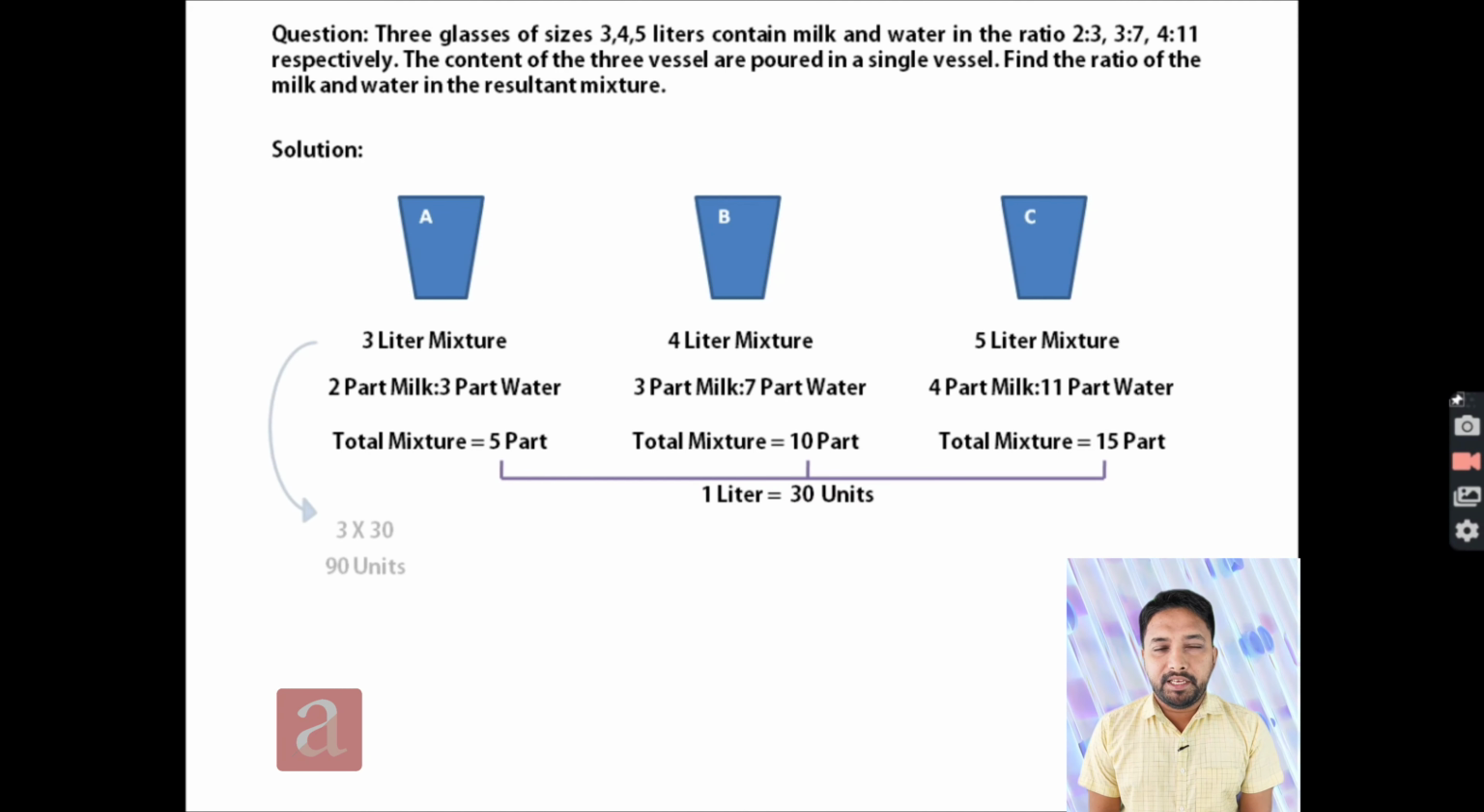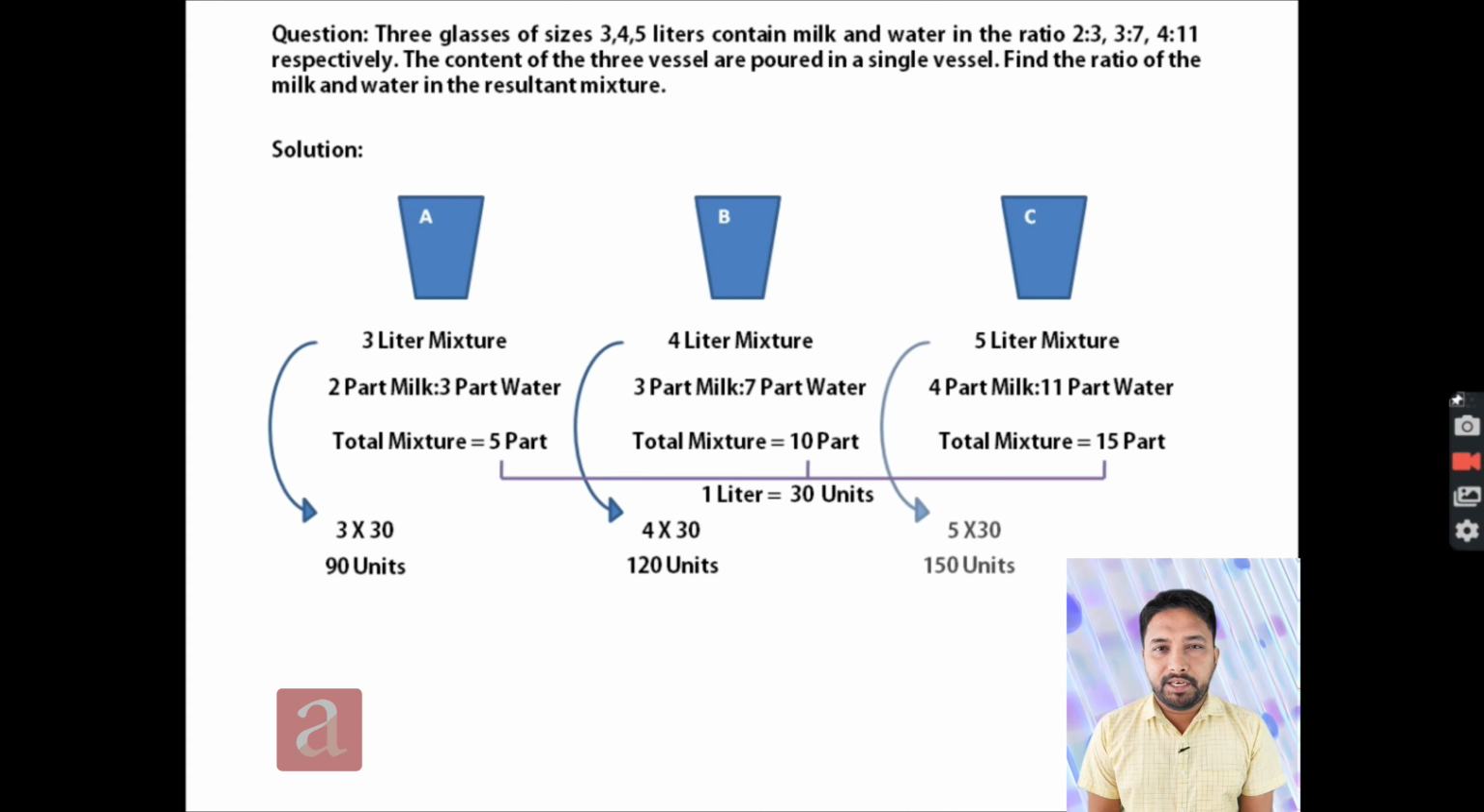Now the glass A contain 3 liter, so 3 liter will be equal to 90 units. Glass B contain 4 liter, so 4 liter will be equal to 120 units. And glass C contain 5 liter, so 5 liter will be equal to 150 units.